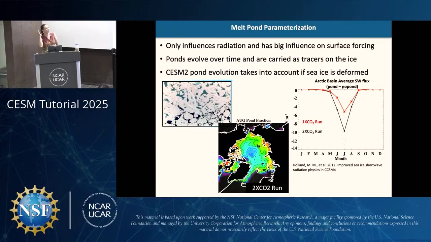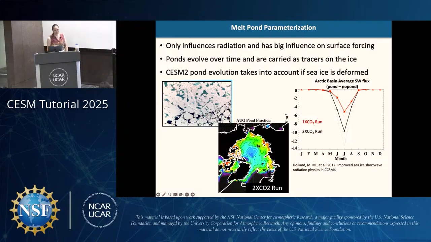We do have a melt pond parameterization. This is being updated for CESM3, but we have one in CESM2 as well. It only influences the radiation, and it has a really big impact on surface forcing. What you're seeing here are test simulations where there's a case run with ponds and one without ponds, so we're looking at the difference. In the summer in the Arctic, you can see that including ponds can lead to up to a 10 watt per meter squared difference in how much radiation is being absorbed at the surface. That is pretty huge, and it's really going to affect your sea ice state and your energy balance. So including ponds is really important.